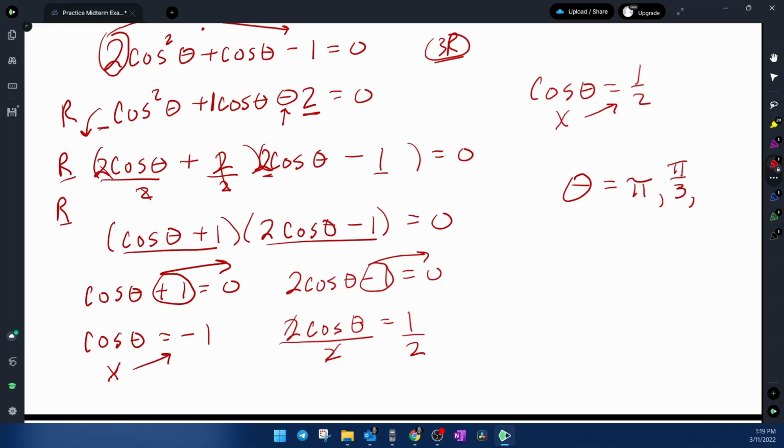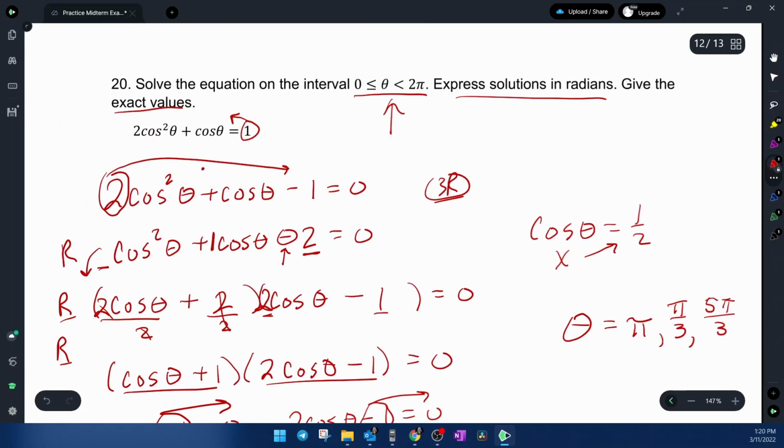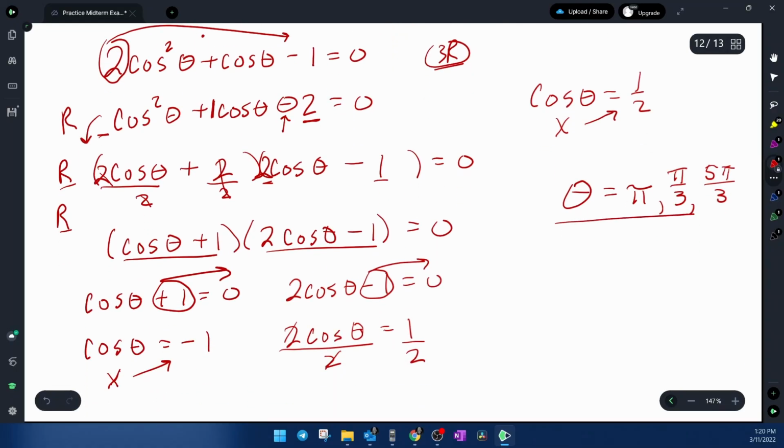And the other angle with an x coordinate of positive half is at 5 pi over 3. And notice that those angles do have to be within the range of values specified from 0 to 2 pi. Those are all of the solutions of this equation.